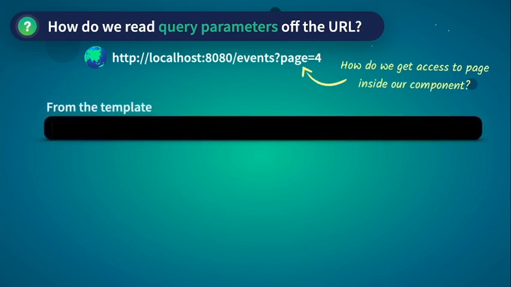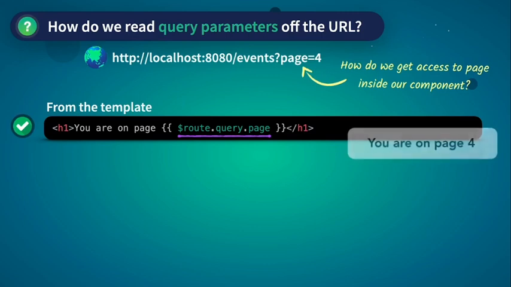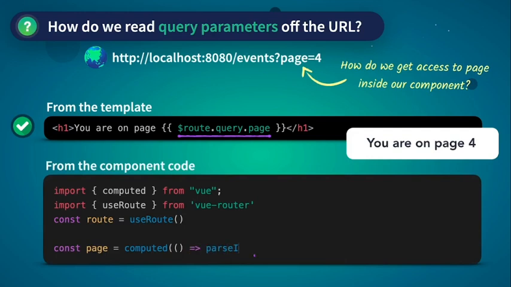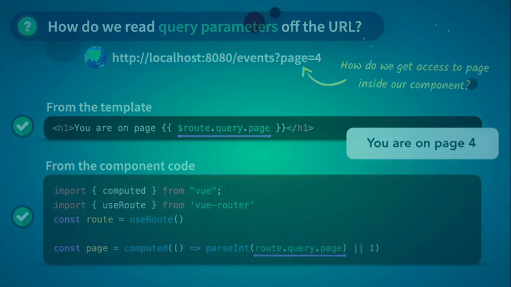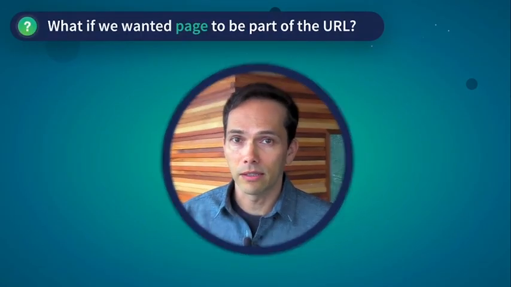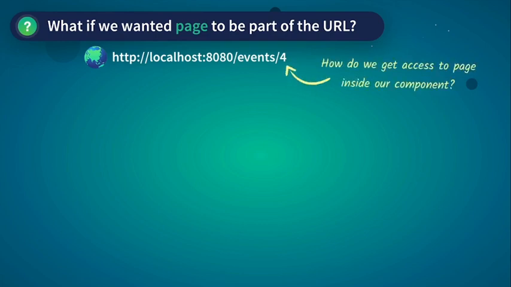Well, from the template, we can simply write out $route.query.page. This will print out "You are on page 4." If we're inside a component, we can import computed, use route, get the route constant, and then use route.query.page to get page number 4. What if we wanted our application to use page as part of the URL? For example, if we had events/4 for page 4, how would we get access then to the page number?